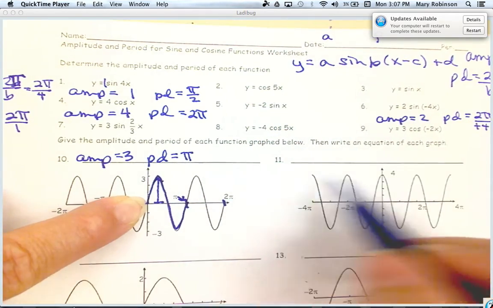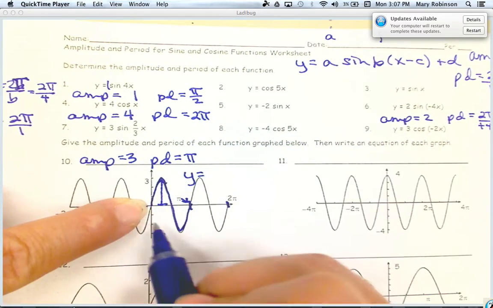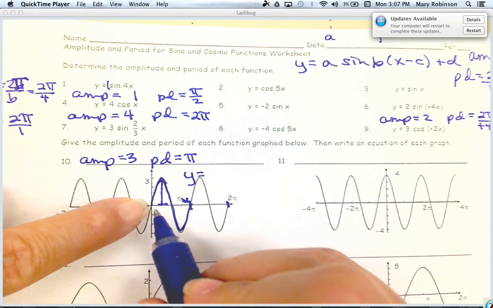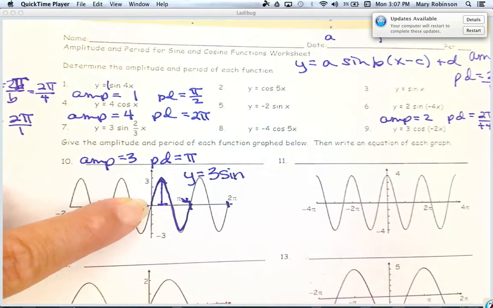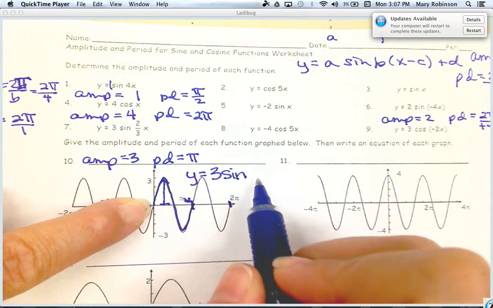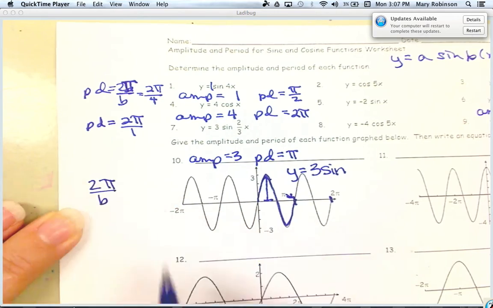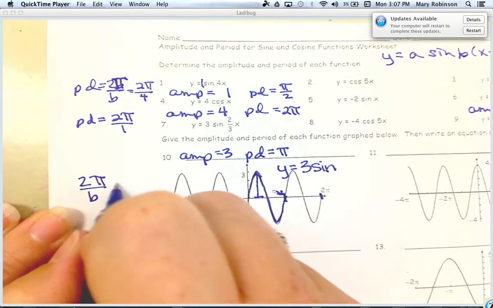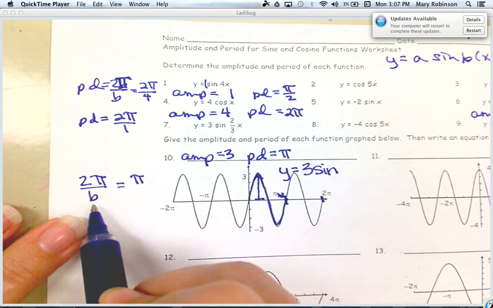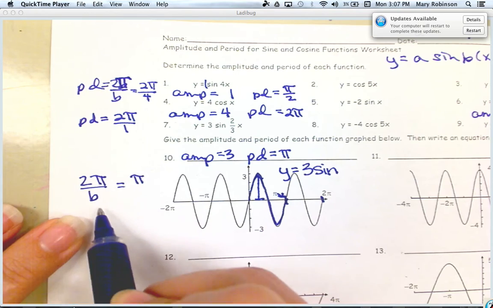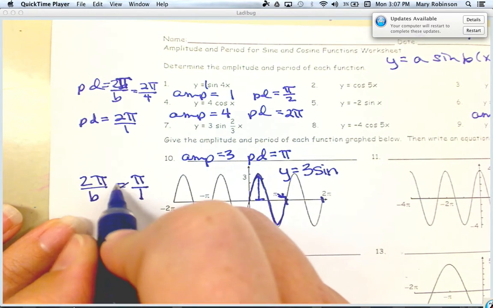Now it says write an equation for each graph. So that means we've got to think, well, what would my equation be? Well, if it starts here at the origin, remember that's the sine function. So far we know that this is 3 for our amplitude times the sine. But what we need is our b value. Well, we kind of have to work backward here. If 2 pi over b is our period, and we know that our period is pi, we can solve this algebraically or think, what does b have to equal in order for the 2 to cancel out and get pi? So hopefully you recognize that as 2, but I'll just show you.